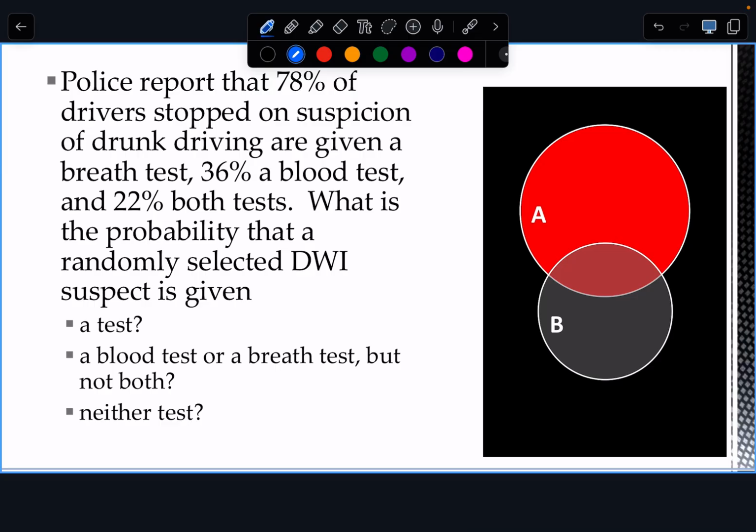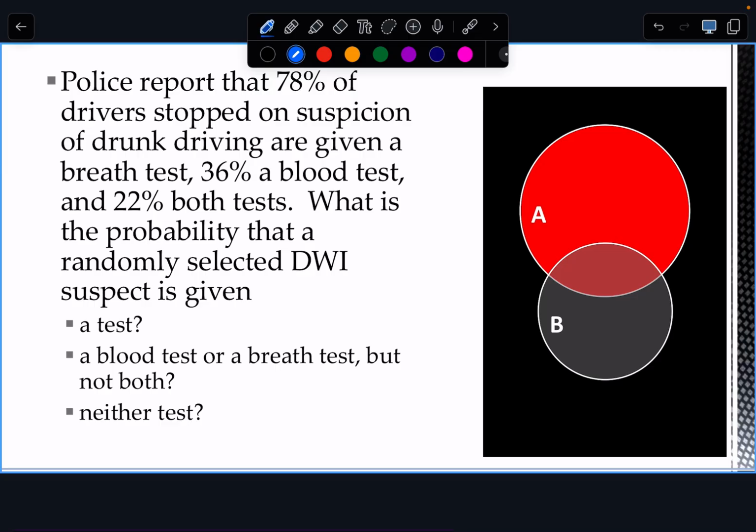When we look at the scenario that they give us here, it says police report that 78% of drivers stopped on suspicion of drunk driving are given a breath test, 36% are given a blood test, 22% are given both. Then they're asking us to calculate a couple of different probabilities. What's the probability that they get a test? What's the probability that they get a blood test or a breath test but not both? What's the probability that they get neither test?